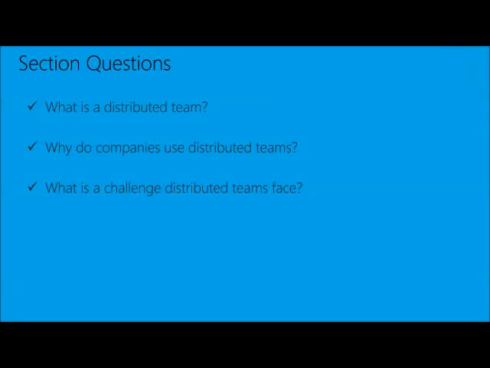So we finished this part of the module. Now let's move to the section questions. First question is, what is a distributed team? So this is just a team that's working in different locations. And how do companies use distributed teams? So we use them for a greater talent pool, reduce costs, and to reach new markets. And what are some of the challenges you see with distributed teams? The challenge is always going to be communication. That's the big one, but you've also got some time zone challenges, and you've got some cultural challenges as well. Okay, great.